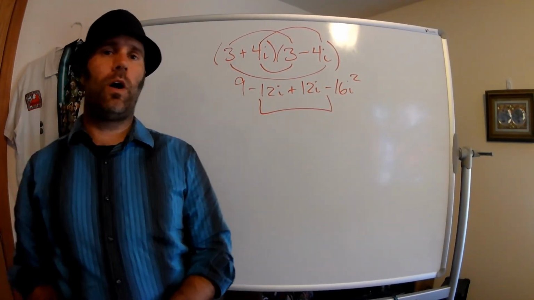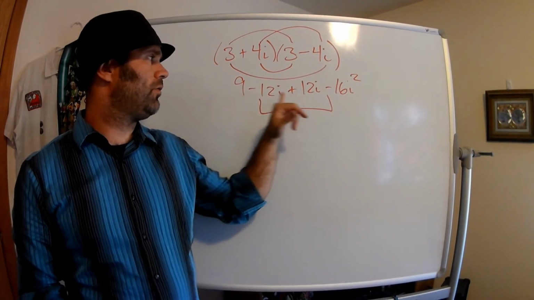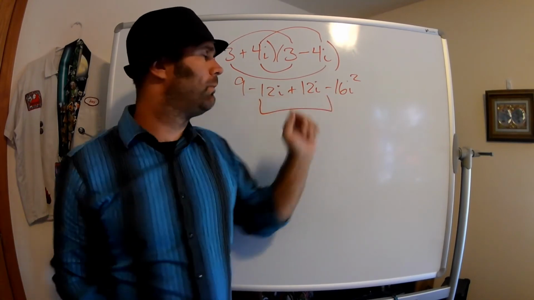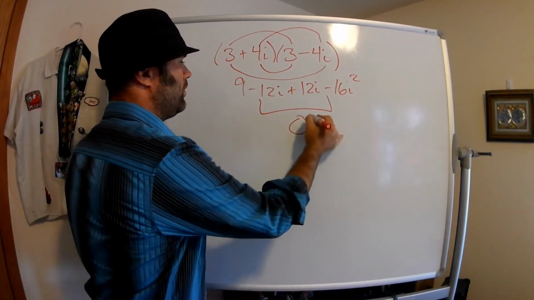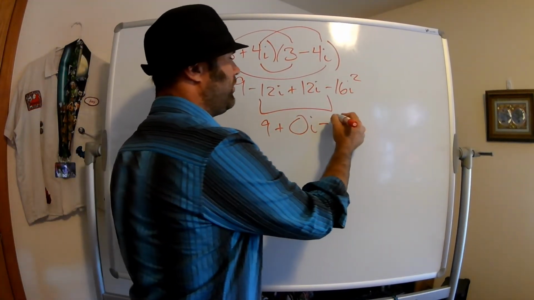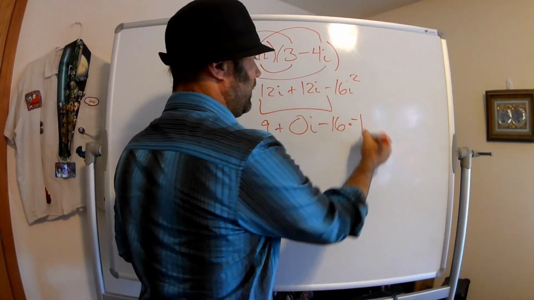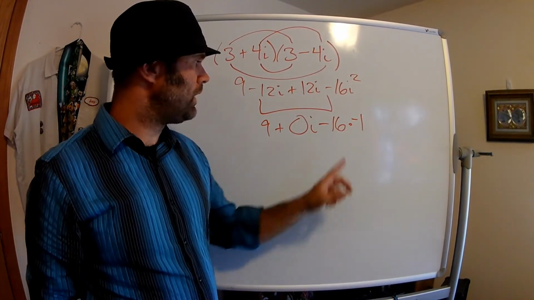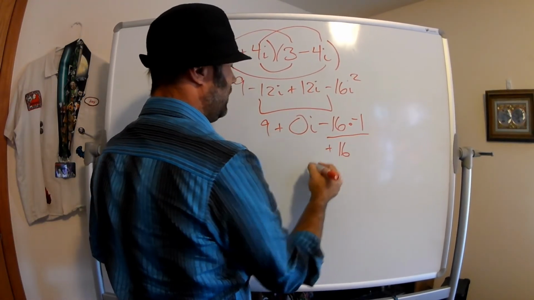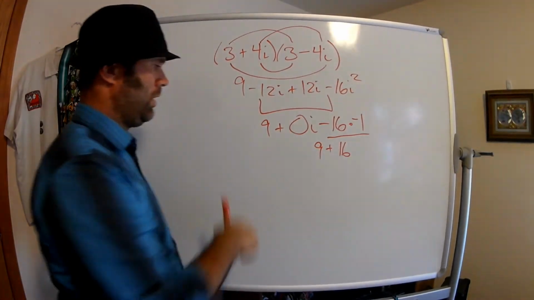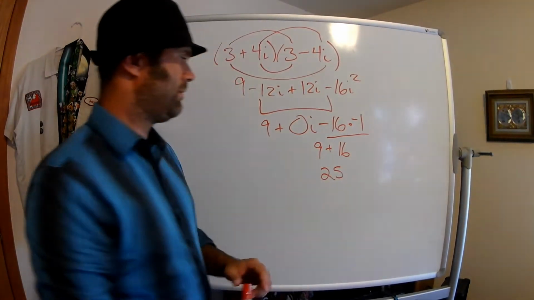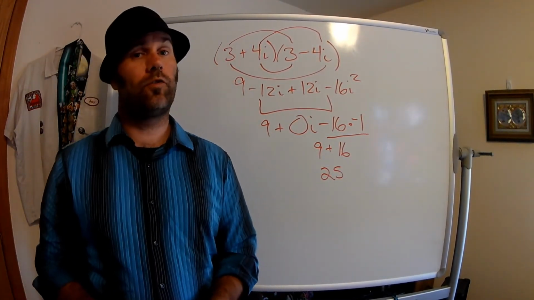Negative 12i plus 12i. You owed somebody $12 and then you give them $12, you owe them nothing. You have nothing. 0. This just goes to 0i. So we've got 9 plus 0i minus 16 times a negative 1. I squared is negative 1. A negative times a negative is a positive, so we can combine these to become a positive 16. The 0i just goes away, so we're left with 9. 9 plus 16 is 25. So our answer is 25.